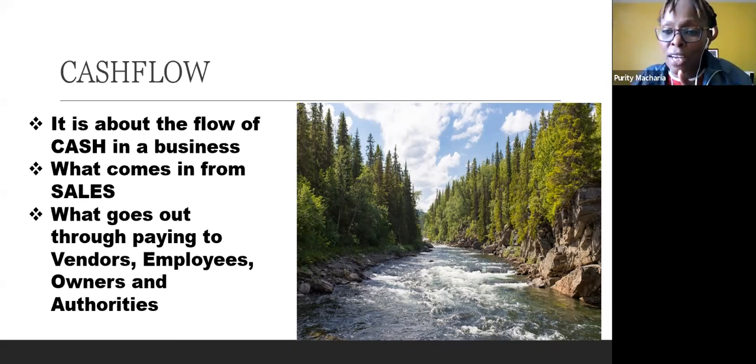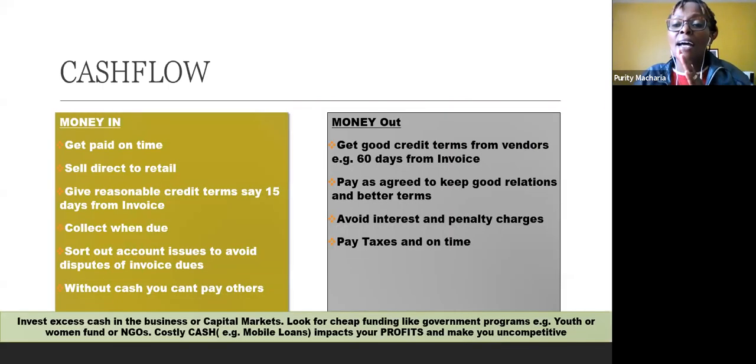It's coming in and going out. And some of the things that are important to note: many businesses, big businesses, fail not mainly for lack of profit, but mainly for lack of cash. So cash, as you've heard said in some quarters, is king. When you don't manage your cash properly, you can grind to a halt very quickly, or you can go into huge debt very quickly. So let's look at money in. For you to be thrifty, or very good with your business, you need to get paid on time.